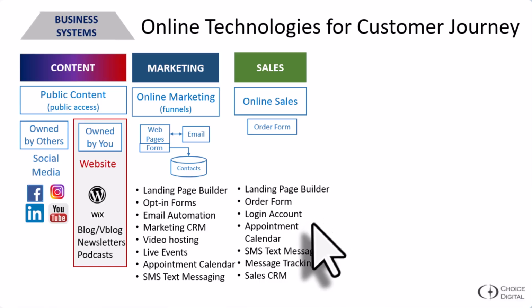Now, in addition, to support sales, you do need an appointment calendar. You're probably going to need text messaging, and you're going to want, most of all, a sales CRM. A sales CRM is something you can interact with people one-on-one for having a sales conversation, versus a marketing conversation, which tends to be more one-to-many.